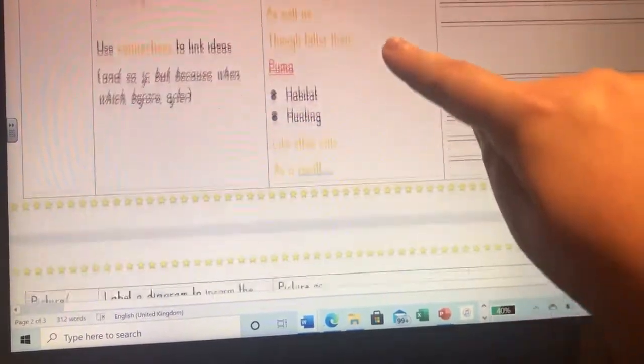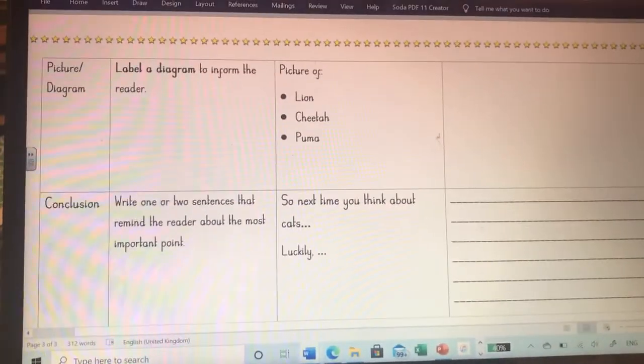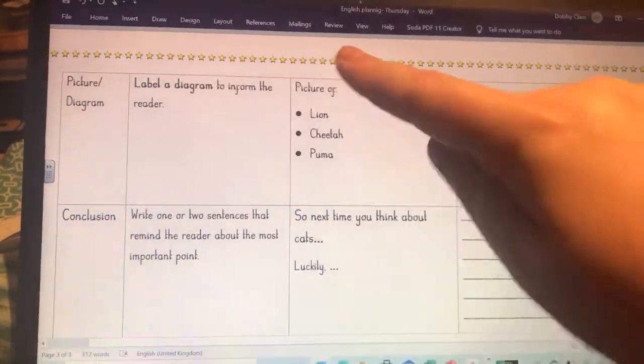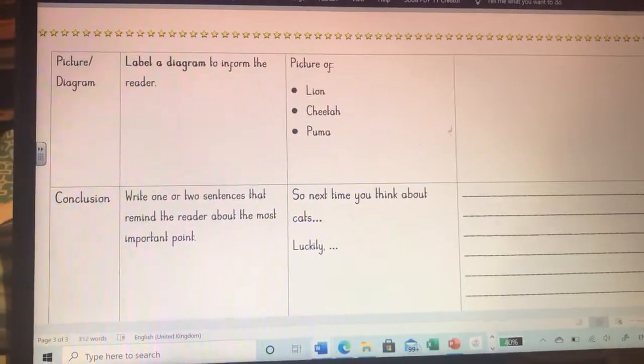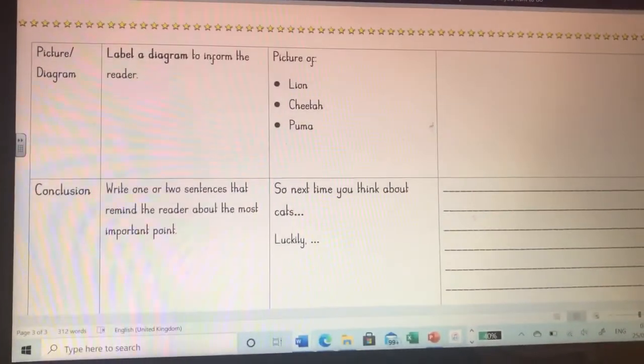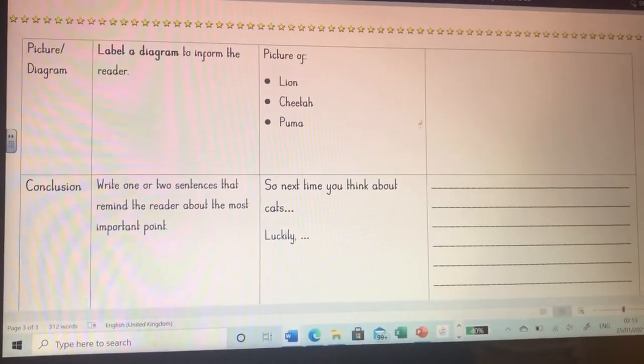Once you've planned this section, we're then going to move down. What could you have a picture of for yours? In ours, there were 3 pictures. You might only decide on one. You're going to label your diagram. So are you going to have the different parts of an elephant?